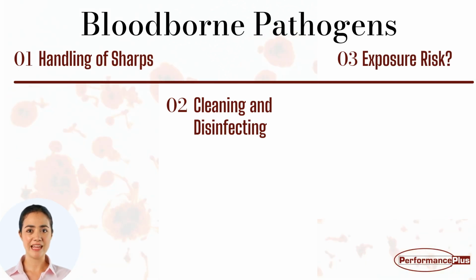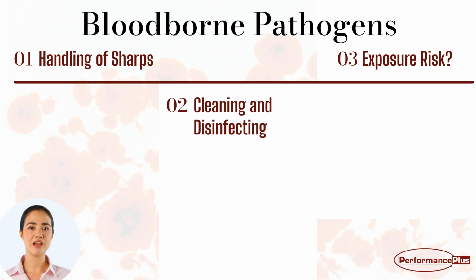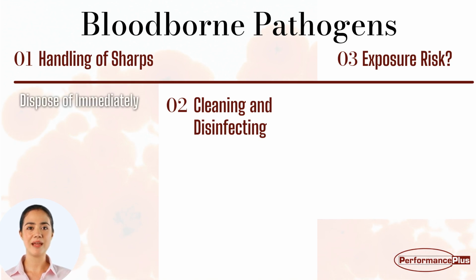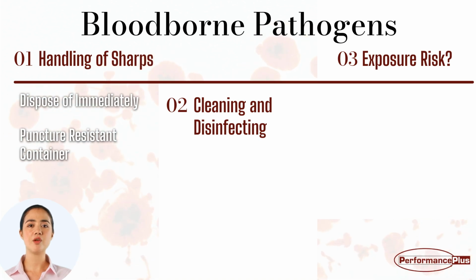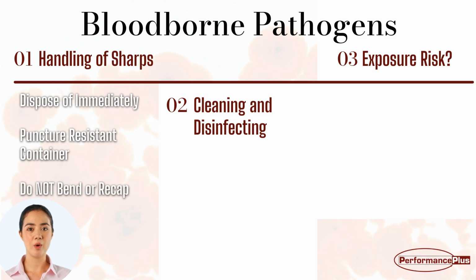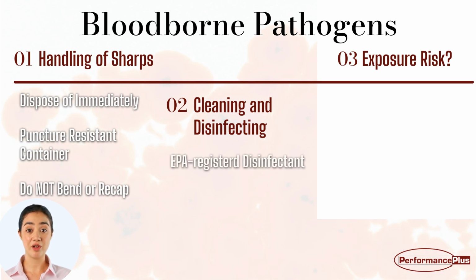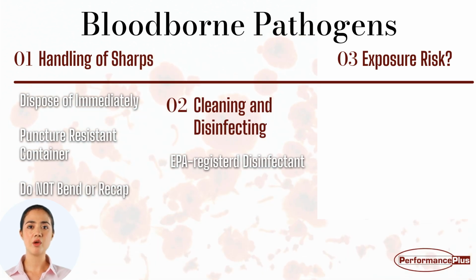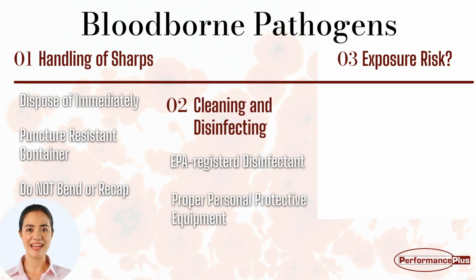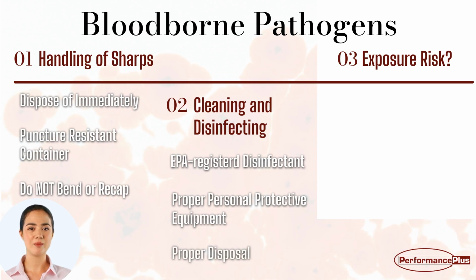Sharp objects, like needles, are one of the most common ways bloodborne pathogens are transmitted. Always dispose of used sharps immediately. Use an approved puncture-resistant container and never try to bend, recap, or remove needles. If blood or bodily fluids are spilled, clean and disinfect the area immediately using an EPA-registered disinfectant. Ensure you're wearing the right PPE during cleanup and dispose of contaminated items properly in biohazard bags.